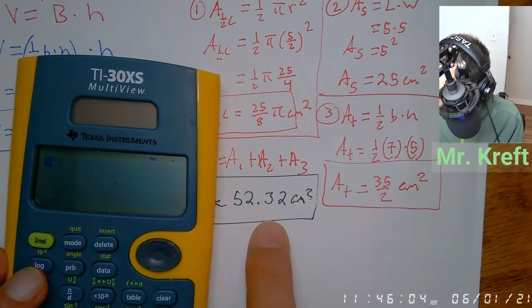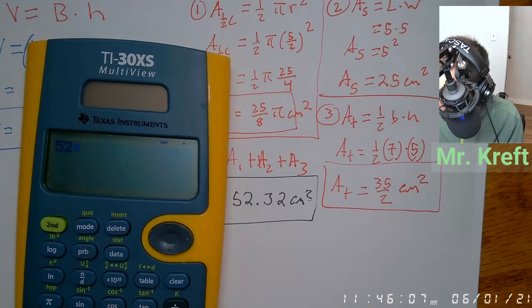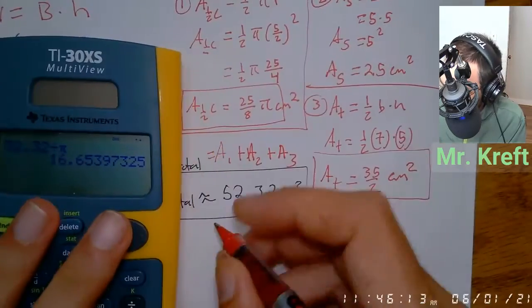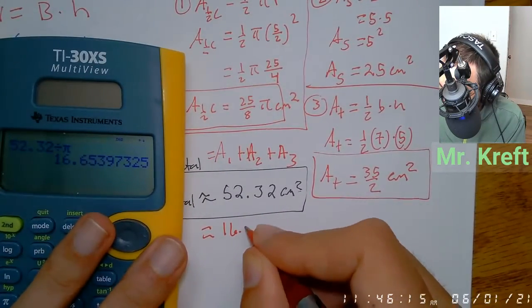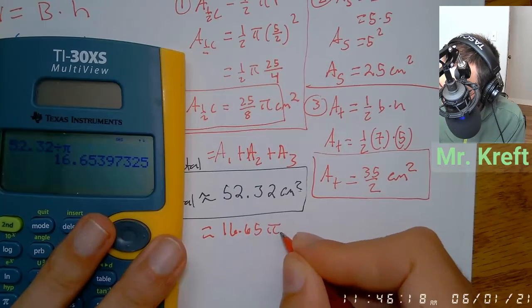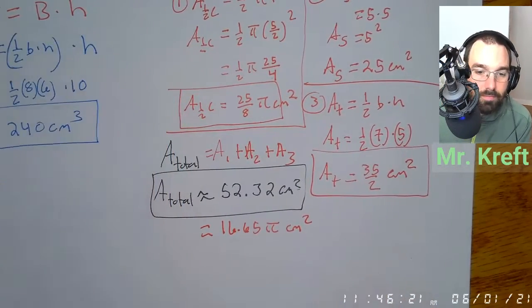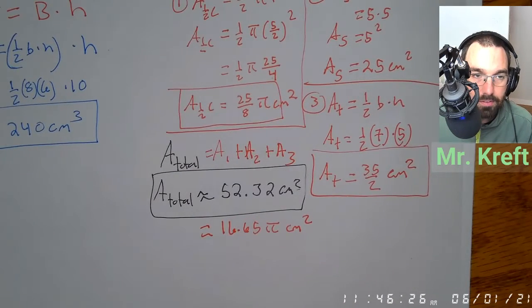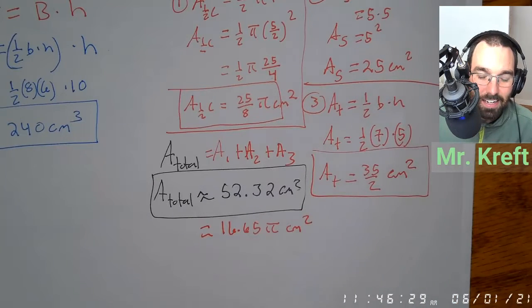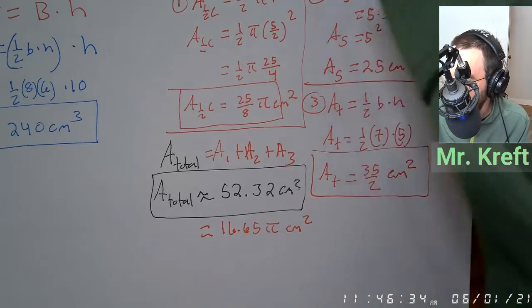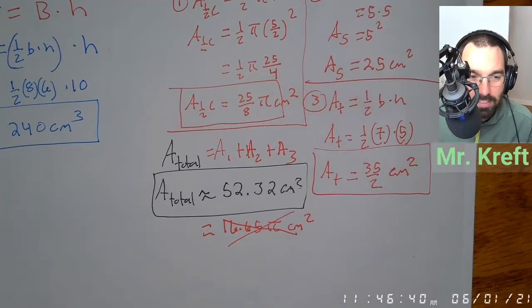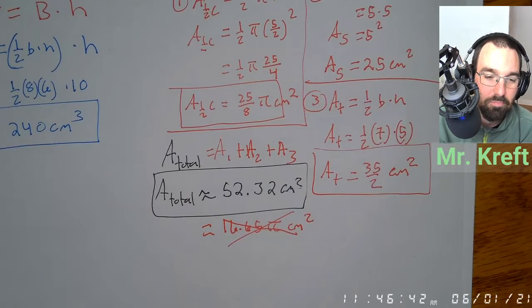If I wanted this with pi in it, I would divide by pi. So this would be approximately 16.65 pi. Okay, so if you wanted to do it that way, it would look like this. Which, again, is not easy to do with addition, so that's why I don't recommend doing this. You just have a calculator tell you as a decimal, right? If you wanted an exact answer, then you could go from there.